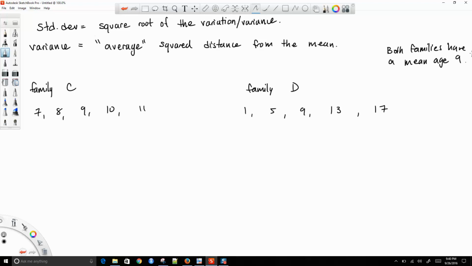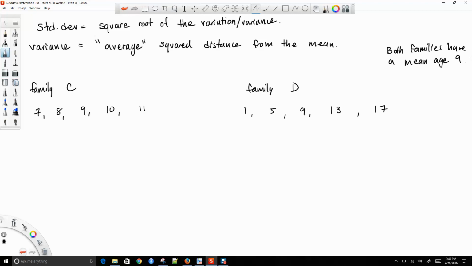But if we picture life in family C and life in family D, life looks different for these families, right? If I asked you which family has more spread or more dispersion in ages, you would tell me family D. It's very clear. In family D, you've got a 17-year-old who's about to go to college, and a 1-year-old still in diapers.